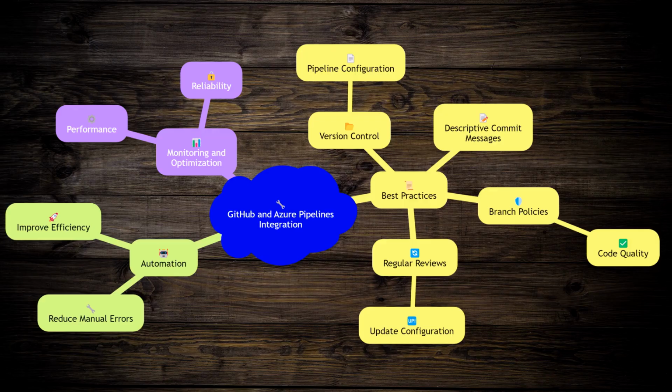To ensure a successful integration between GitHub and Azure Pipelines, follow best practices such as keeping your pipeline configuration in version control, using descriptive commit messages, setting up branch policies to enforce code quality, and regularly reviewing and updating your pipeline configuration. Additionally, automate as much of the process as possible to reduce manual errors and improve efficiency. Regularly monitor and optimize your pipelines to ensure they meet your performance and reliability requirements.